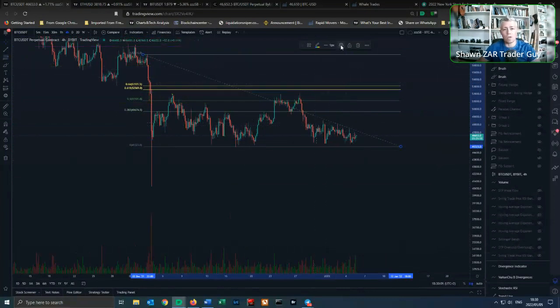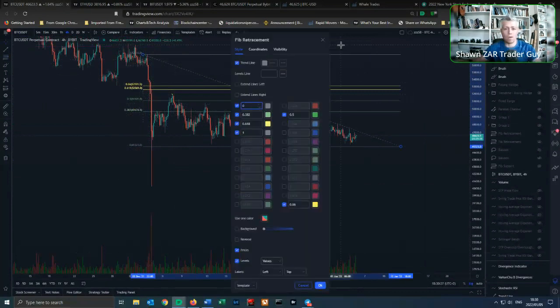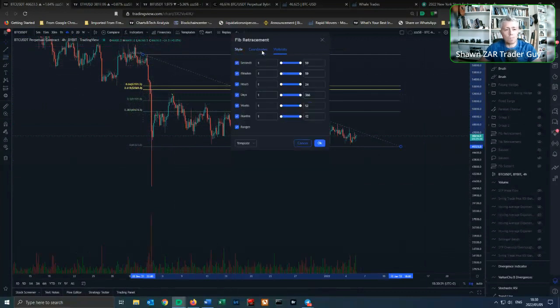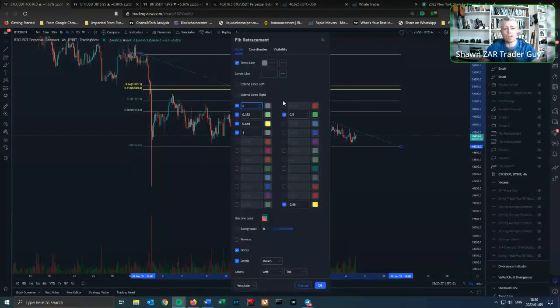What I like to do is go to my settings. If you look at the stream again, you can go and look at the settings. I like to use the golden pocket. When price retraces to that golden pocket, there's a big likelihood of a reversal. Also the 0.5 and 0.38 fib levels. You can just copy those settings. The visibility and the coordinates don't really matter.